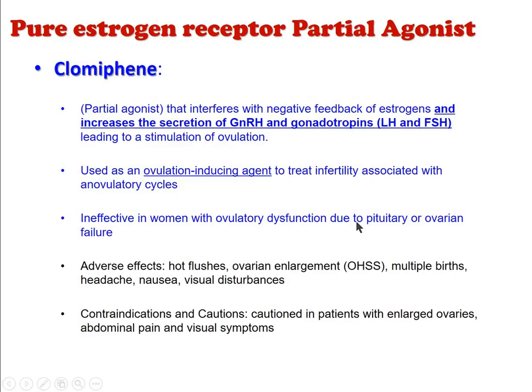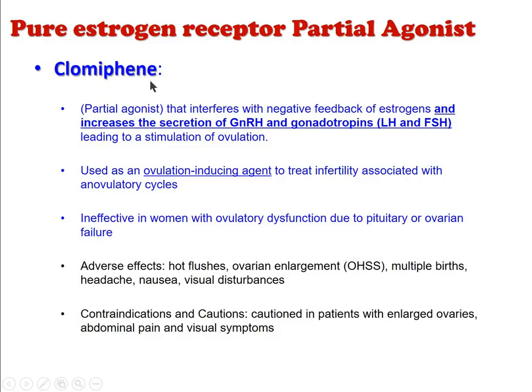Okay, then we have clomiphene, which is a partial agonist that interferes with the negative feedback mechanism of estrogens and increases the secretion of GnRH. You saw that earlier. Remember that chart: hypothalamus, pituitary, ovaries, and when the estrogens and progesterone were higher, they were actually stopping further release. So that is basically the full agonist, right? This drug is clomiphene. It's a partial agonist. A partial agonist in the presence of a full agonist becomes an antagonist, right? It's going to antagonize that effect.